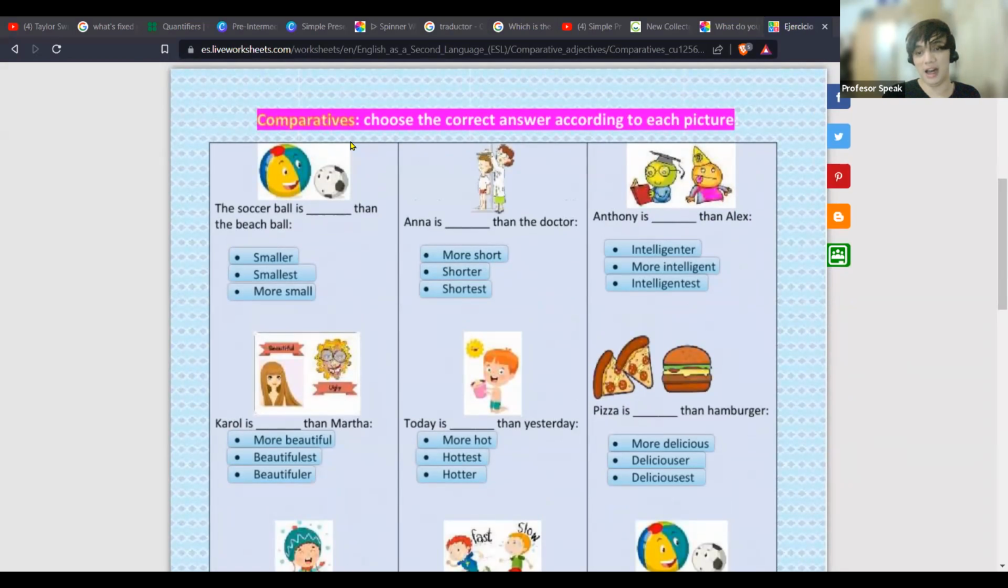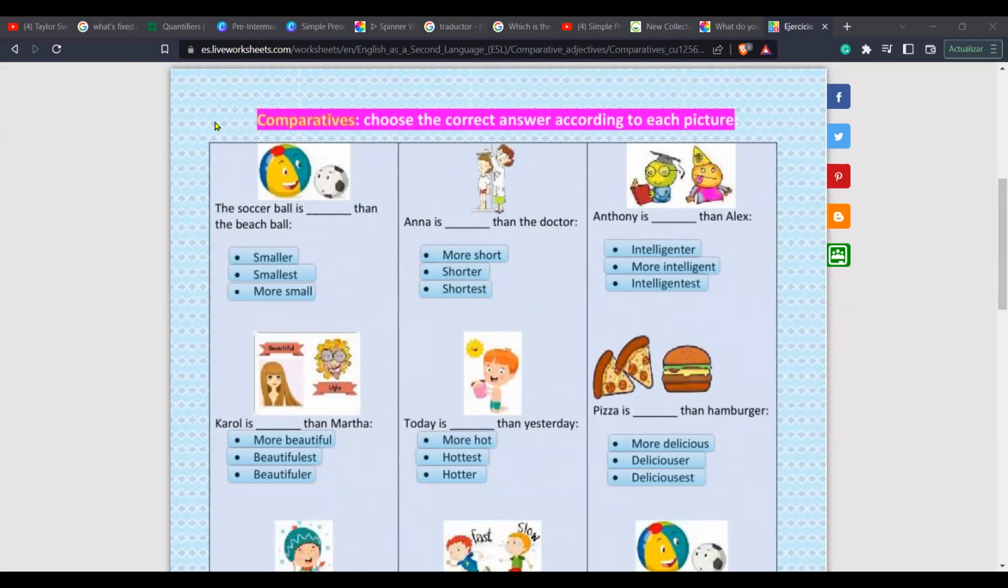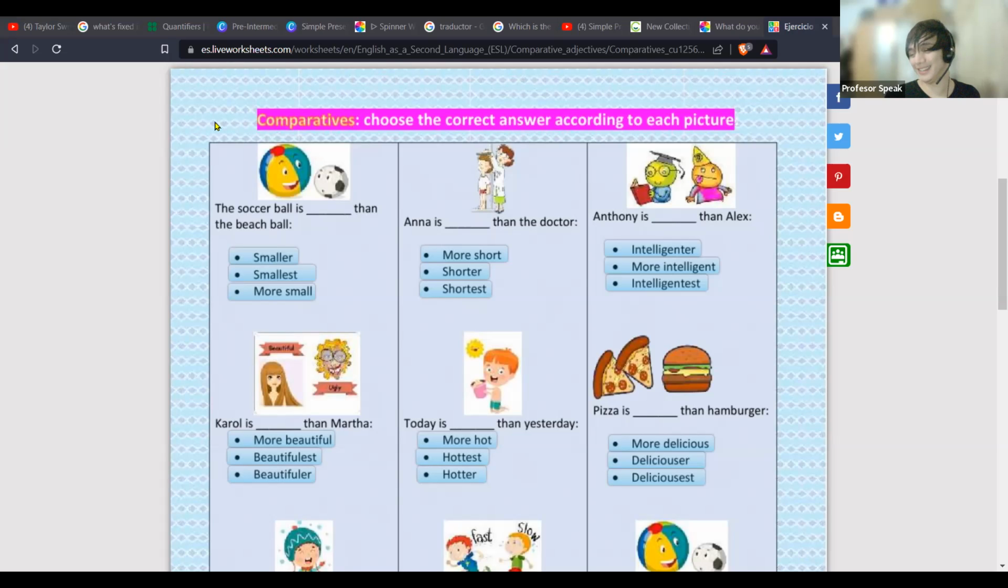Number 1, Fajardo. Read the sentence and select the correct answer. Okay. Give me a moment, please.